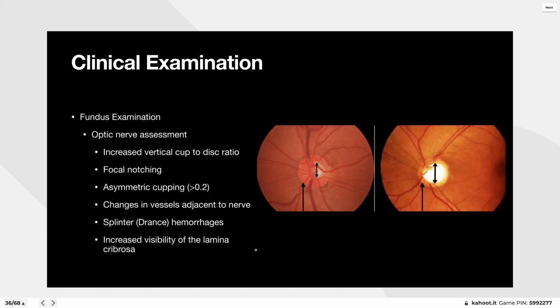Finally, we'll talk a bit about the increased visibility of the lamina cribrosa, which is kind of the scaffolding of the optic nerve itself. Unfortunately, we can't really visualize it here with this overexposed picture, but that is another feature that we look for on optic nerve assessments. So I know that's a lot of detail, but really what I want you to focus on is that increased vertical cup to disc ratio. That's kind of the biggest thing that we look at, especially when we start our glaucoma assessments.